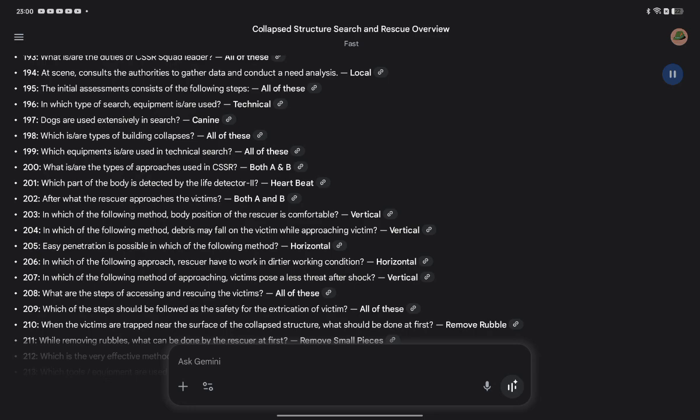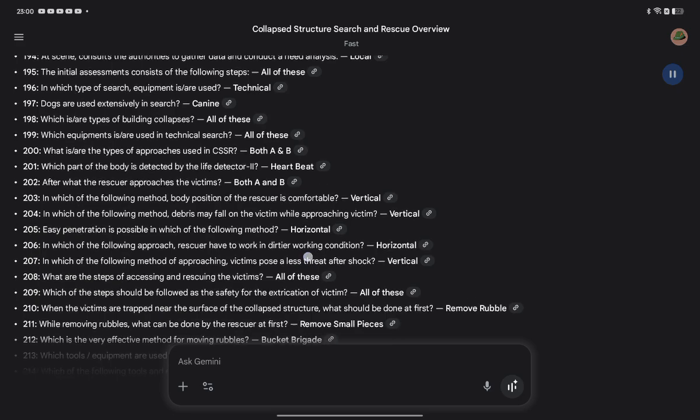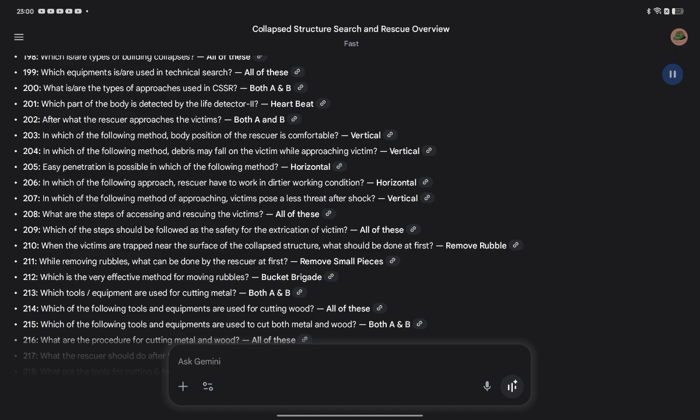196. In which type of search equipment are used? Technical. 197. Dogs are used extensively in search. Canine. 198. Which are types of building collapses? All of these. 199. Which equipment are used in technical search? All of these. 200. What are the types of approaches used in CSSR? Both A and B.